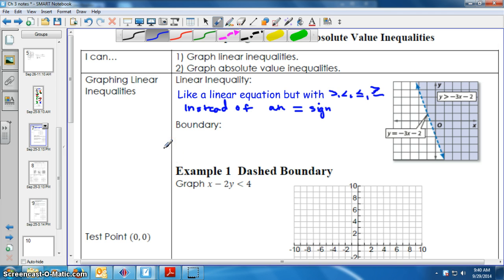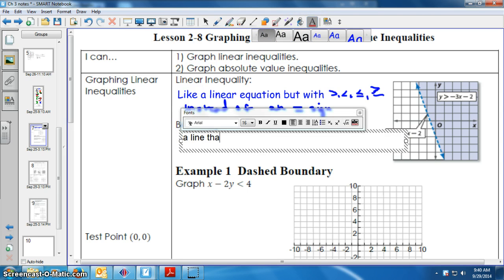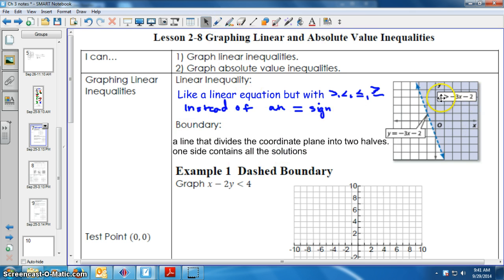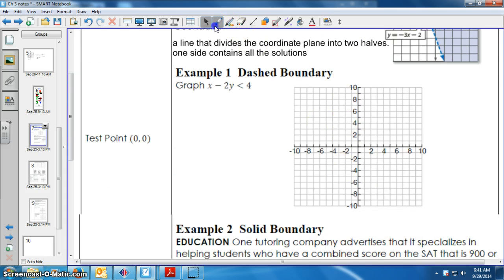Boundary is a line that divides the coordinate plane into two halves. So one side contains all the solutions. The shaded region, as you can see over here in our example, this shaded region and this boundary line, that is containing all of our solutions. So how do we do that? How do we graph that?